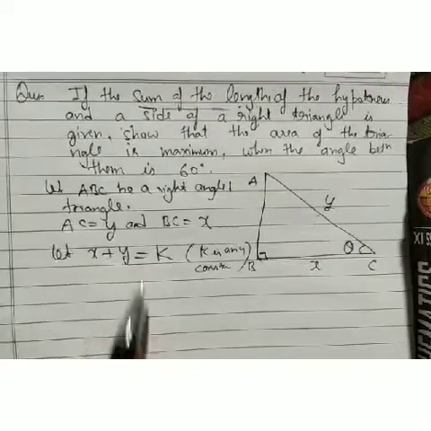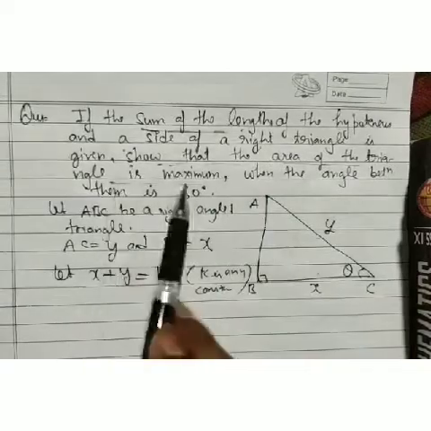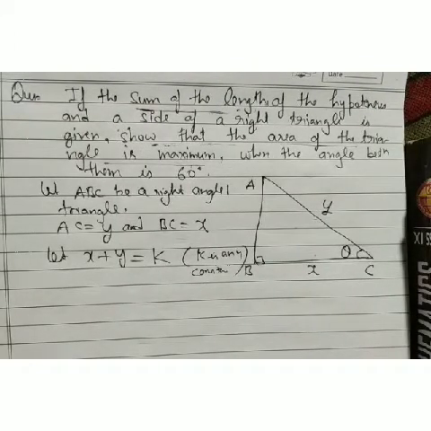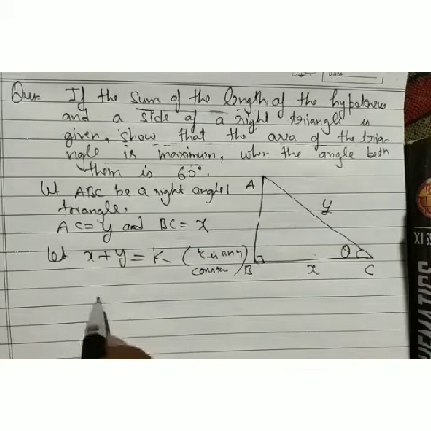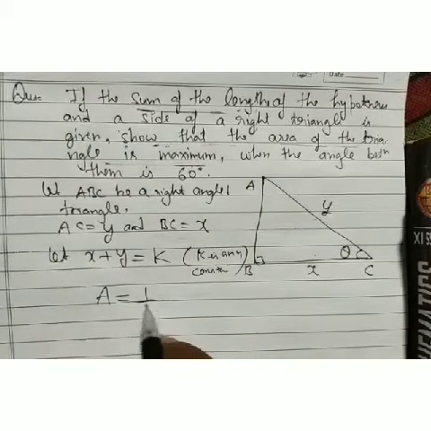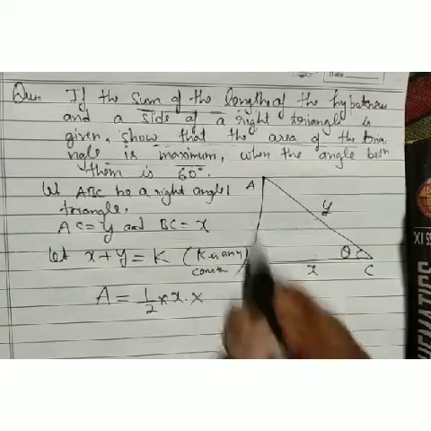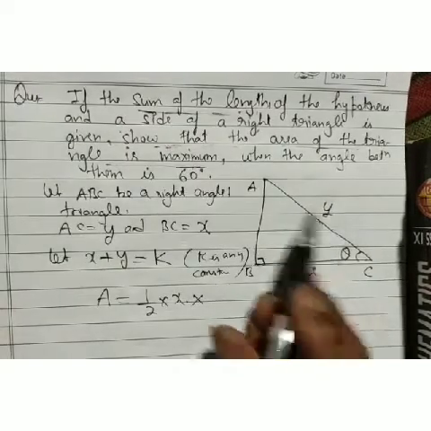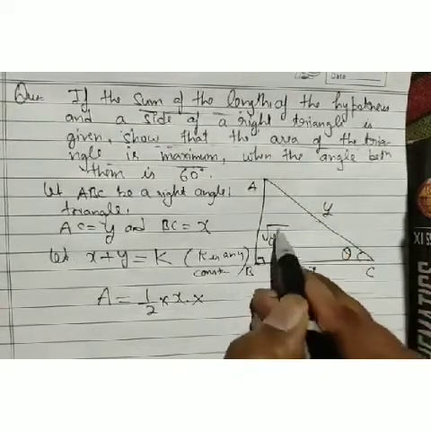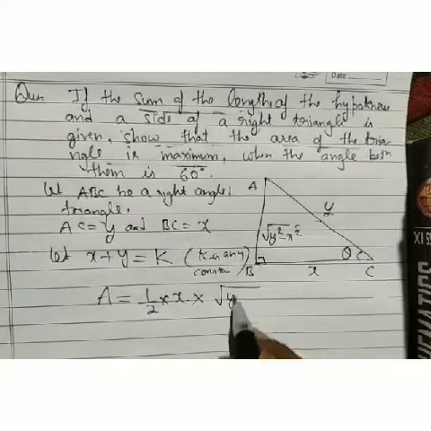Now we have x plus y equal to k. We have to show that the area of the triangle is maximum. So first of all we have to get our area function. Let's suppose the area of the triangle is given by A. Then A is, for a right angle triangle, half base, which is x, and the height, which is given by the square root of y square minus x square by using the Pythagoras theorem, so A is half x into the square root of y square minus x square.